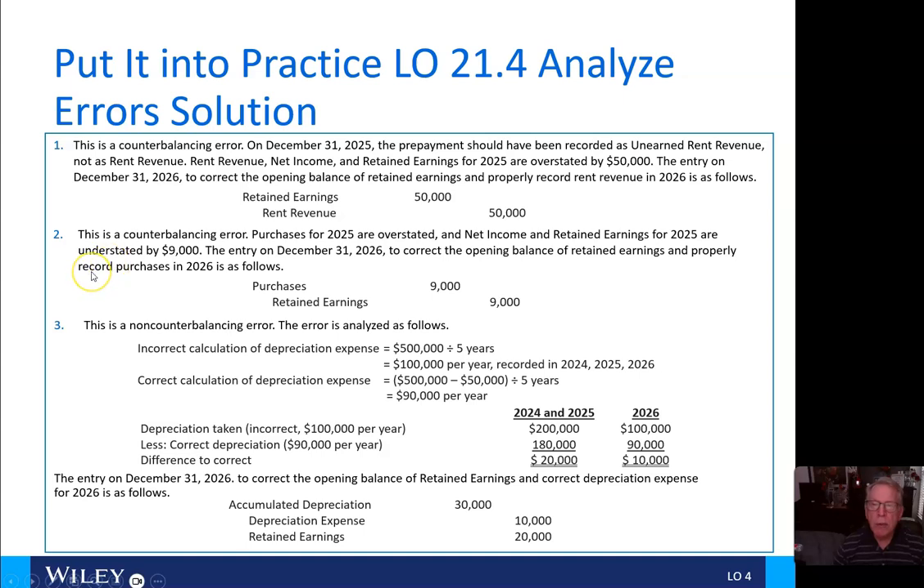The entry on December 31, 2026 to correct the opening balance of retained earnings and properly record purchases in 2026. Notice we're using the account purchases here because this is a periodic inventory, so this is not to inventory. So we debit purchases for $9,000 and credit retained earnings for $9,000. Then for number three, this is not a counterbalancing error.